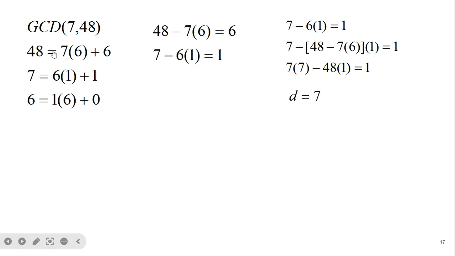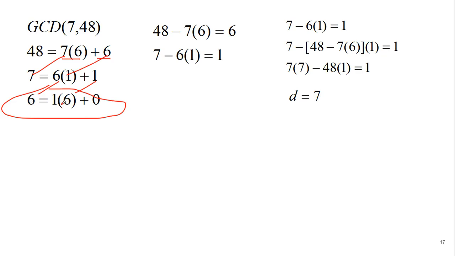So we'll write 48 is 7 into 6 plus 6. 7 is equal to 6 into 1 plus 1. 6 is equal to 1 into 6 plus 0. Now here, 42 plus 6 is 48. Then this 7 comes here, this 6 comes here, this 6 comes here, this 1 comes here. Now we will not take this equation because it equates to 6 equal to 1 into 6. So we will start from this equation. Arrange these two equations, and with back substitution we are doing the process.